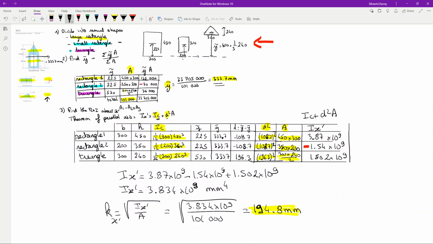And your radius of gyration should be like this. If we have a shape like this, we have the x prime in the middle. This distance is the radius of gyration. That cannot be more than this distance. That represents how spread the area is around the axis x prime. It should be somewhere in between the center and the bottom of your drawing. Your area is not spread more than that. The total distance is 333.7 millimeter, so the k is about 200 inside. That makes sense.